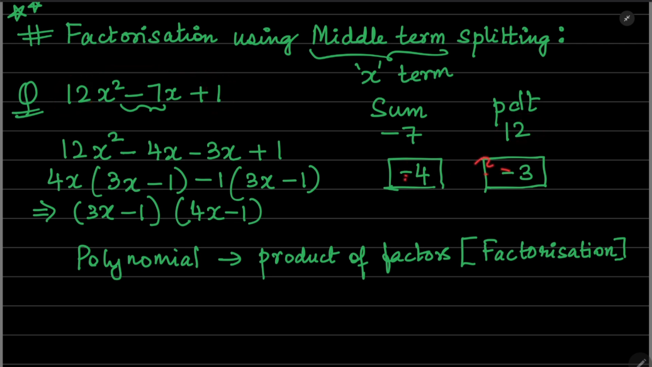So you have to find two numbers whose product will be 12, and whose sum will be minus 7. You have to find the two numbers, and you split the middle term as those two factors, and then you can take it out common. So this is how we do it.